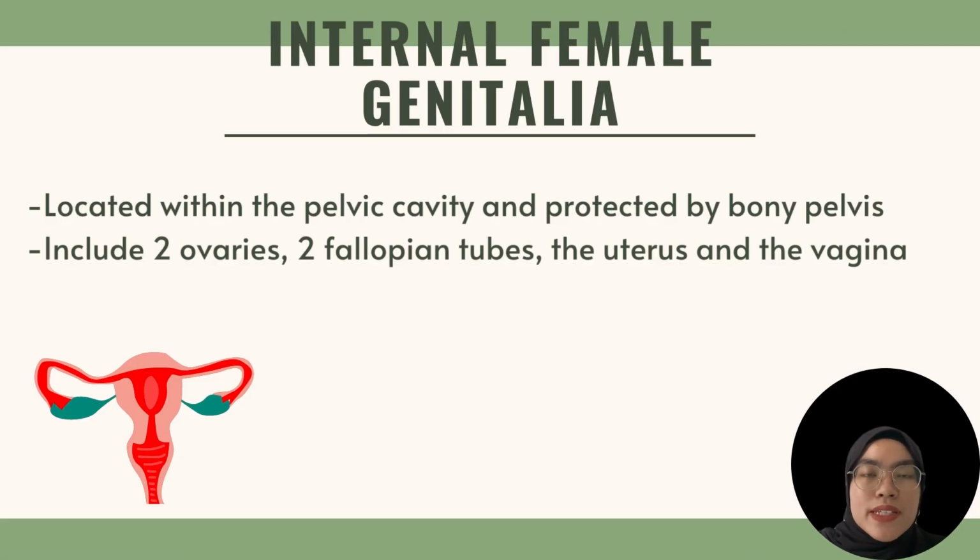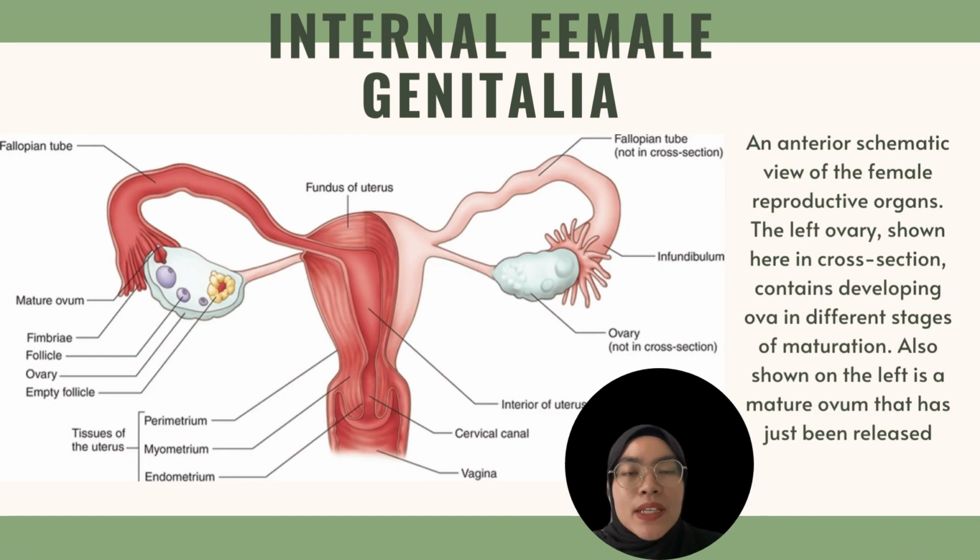Internal female genitalia is located within the pelvic cavity and protected by the bony pelvis. The organs include 2 ovaries, 2 fallopian tubes, the uterus, and the vagina. This is an anterior schematic view of the female reproductive organs.